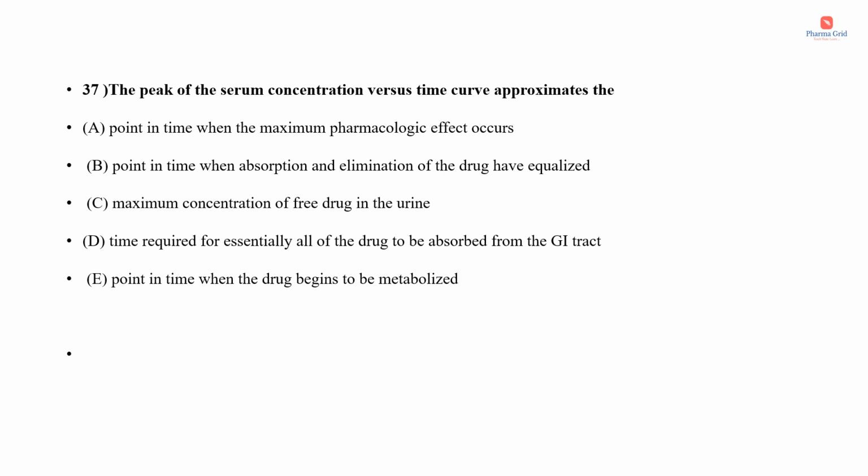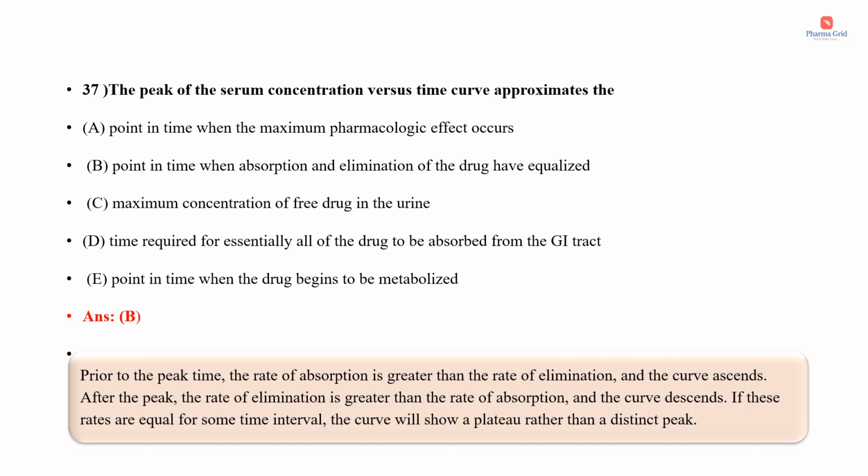maximum pharmacologic effect occurs, point in time when absorption and elimination of the drug have equalized. Next option is maximum concentration of free drug in the urine. Then time required for essentially all of the drug to be absorbed from the GI tract. Then the last option is point in time when the drug begins to be metabolized. Okay, so in the question they have asked us about the peak of the serum concentration versus time curve approximates the. So the correct answer is option B, that is it is the point in time when the absorption and elimination of the drug have equalized.